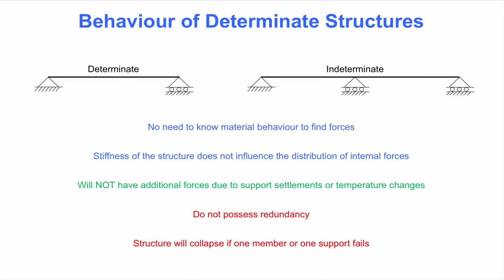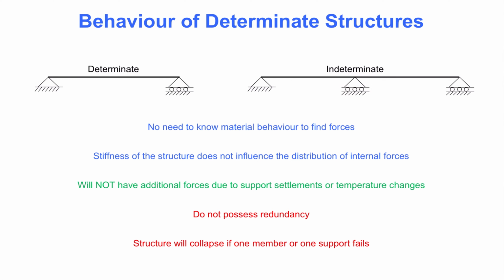Finally, notice that determinate structures do not possess redundancy. The structure will collapse if one member or one support fails. Remove any of the 2 supports of the simply supported beam above, and it will fall down. But remove any one of the 3 supports of the indeterminate beam, and the beam will still be supported. This is called load redistribution, which is a key characteristic of indeterminate structures.